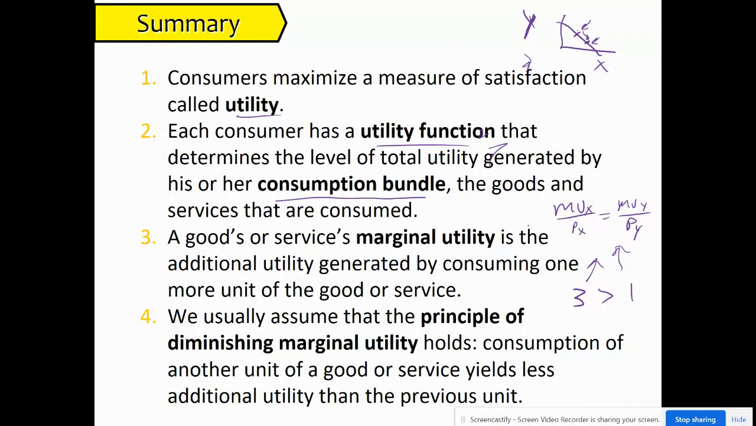Now, if it was opposite, if my marginal utility per dollar for Y was 5 and my marginal utility per dollar for X was 3, then I would buy more Y and less of X because I want them to eventually equal one another.